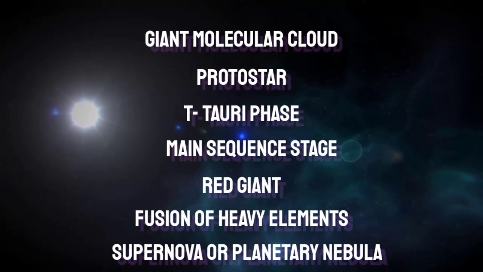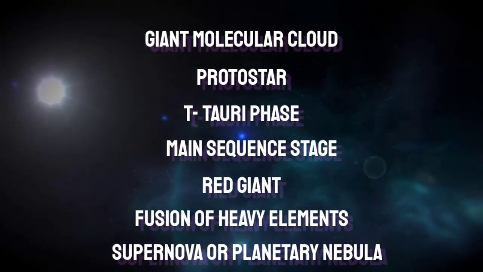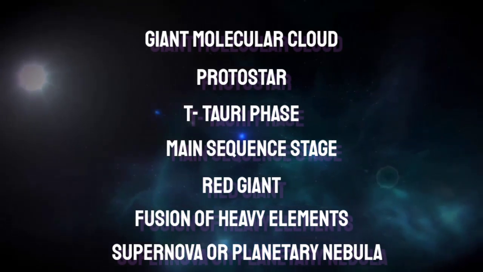There are 7 stages in the life cycle of a star: giant molecular cloud, a protostar, T-Tauri phase, main sequence star, red giant, fusion of heavy elements, and supernova or planetary nebula. In today's video we're going to see about these stages.